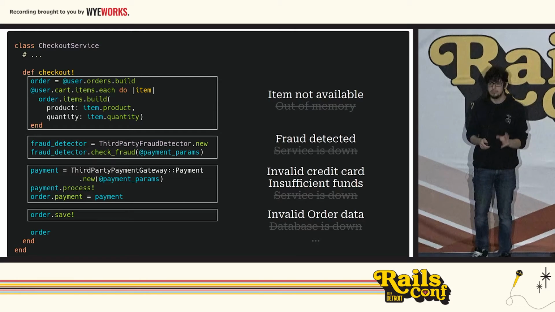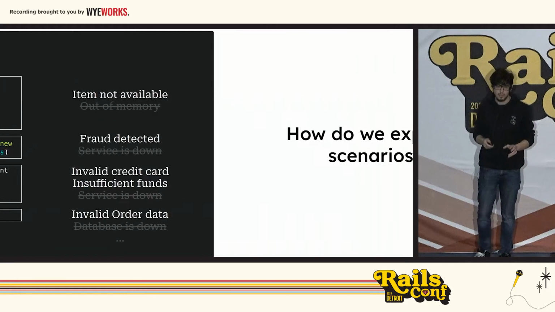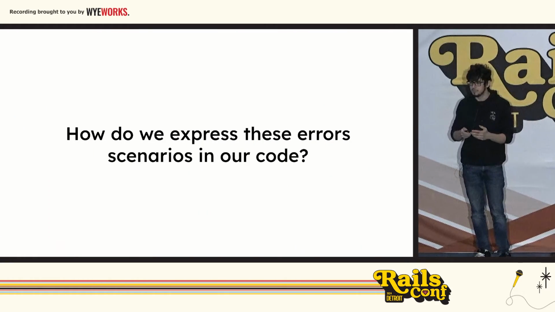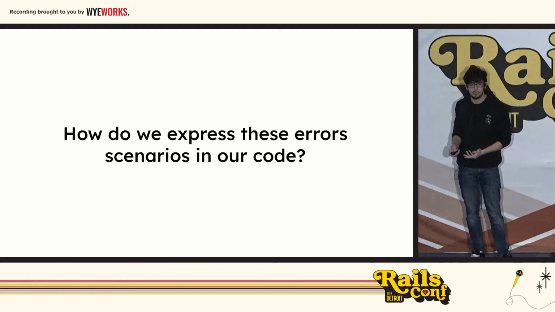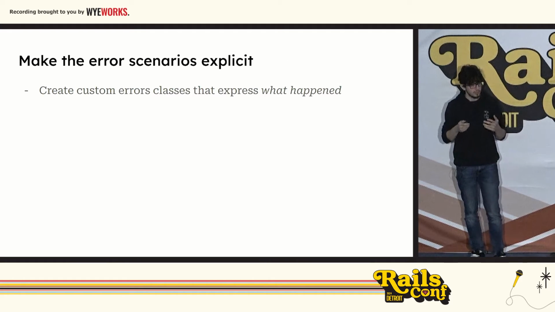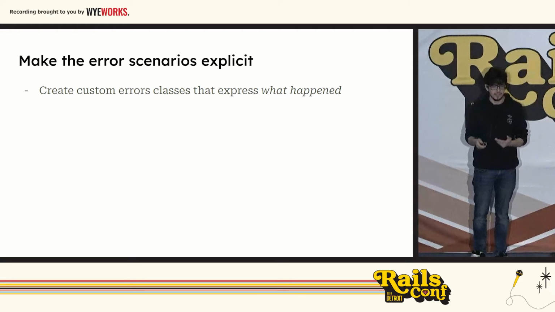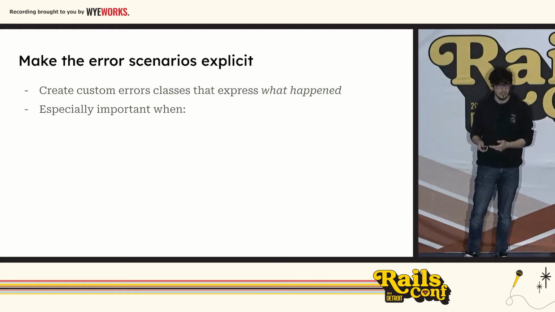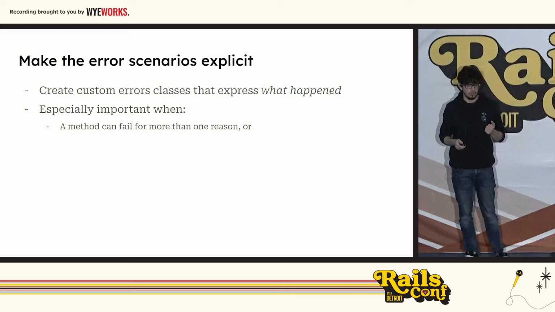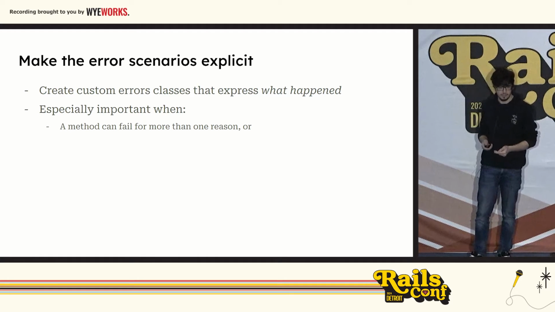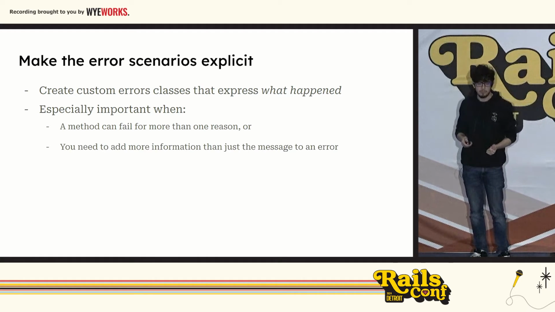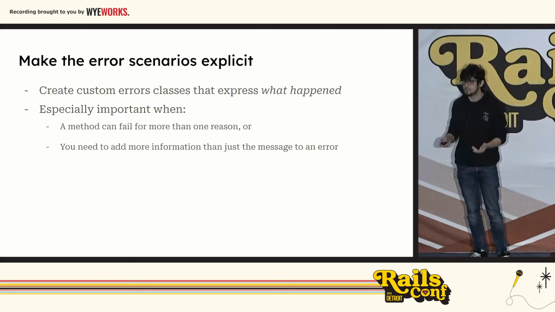Okay, so now that we know what the error scenarios are, how do we deal with them? How do we handle them? The question here is, how do we express these error scenarios in our code in an explicit way? We begin by creating custom error classes that express exactly what happened. This is especially important when a method can fail for more than one reason, and the call site needs to know what the reason was that caused the failure, or even if you need to add more information than just the message to the error.